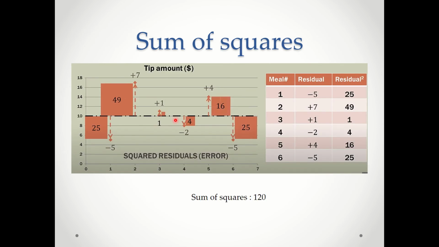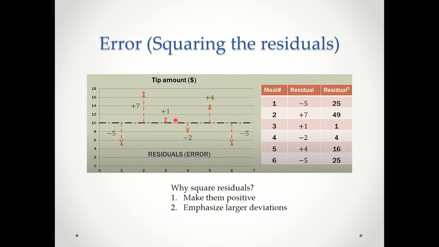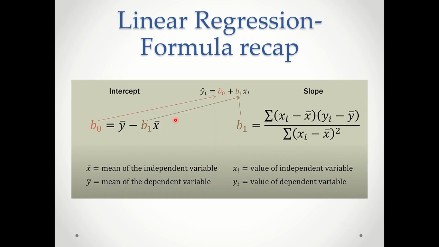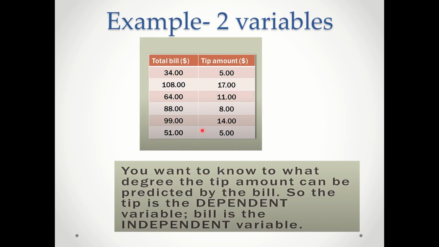Okay, hope you understood how we do linear regression for one variable. Now just consider multiple regression. Say we have multiple data, you are not having only one attribute, you have multiple attributes. So what will you do? You want to know to what degree the tip amount can be predicted by the bill. So this is the bill amount and this is the tip amount.